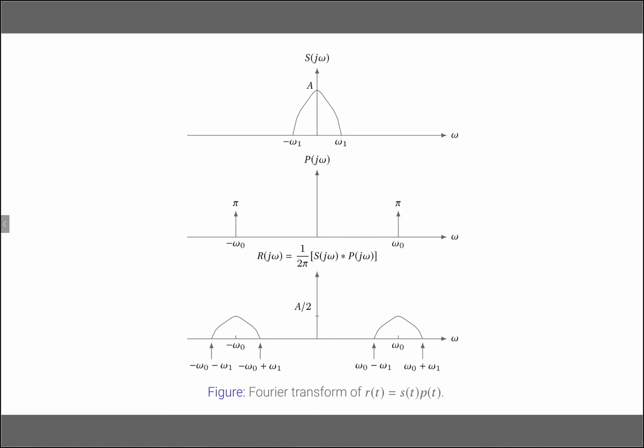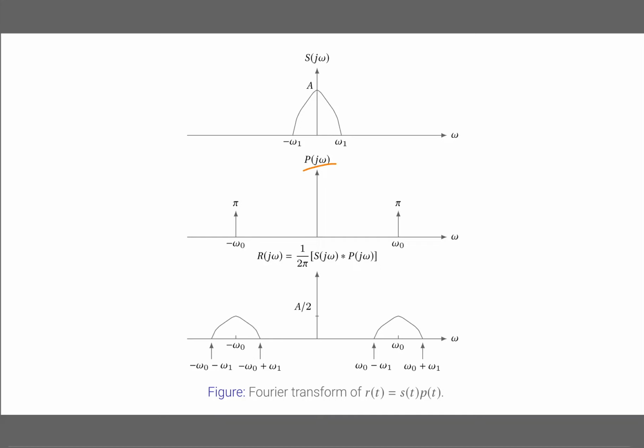We know that the cosine signal's Fourier transform is pi impulses at minus omega naught and omega naught, and we have to do the convolution between S(j omega) and P(j omega). When you have an impulse, that signal replicates there. So from minus omega naught minus omega 1 to minus omega naught plus omega 1, this signal appears, and this also happens at the other impulse, with the 1 over 2 pi constant, and here also it's replicated.